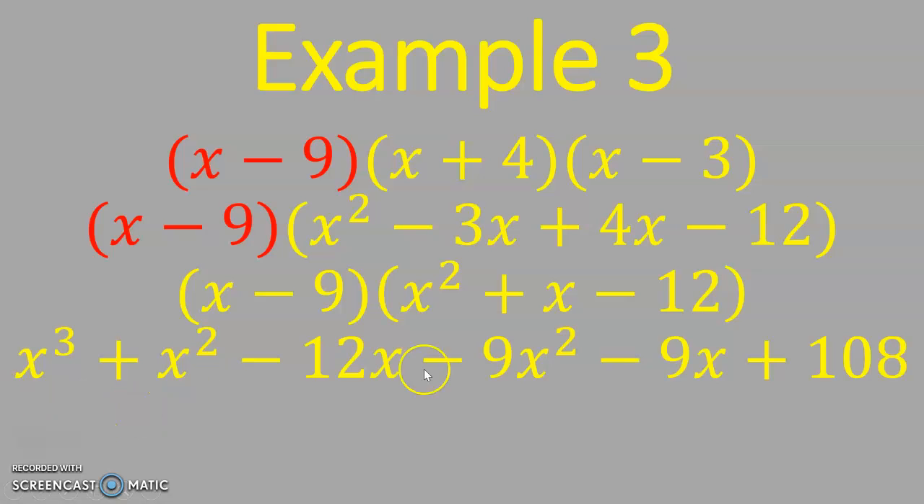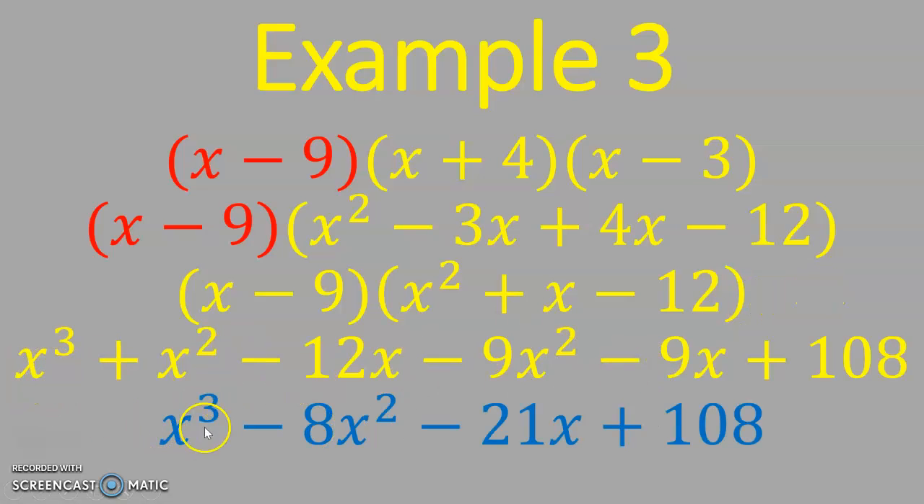Okay. You then find your like terms and combine them. Okay, so x cubed is by itself. X squared minus 9x squared is negative 8x squared. Negative 12x minus 9x is negative 21x. And then we have the 108. So we end up with a cubic polynomial of 4 terms.